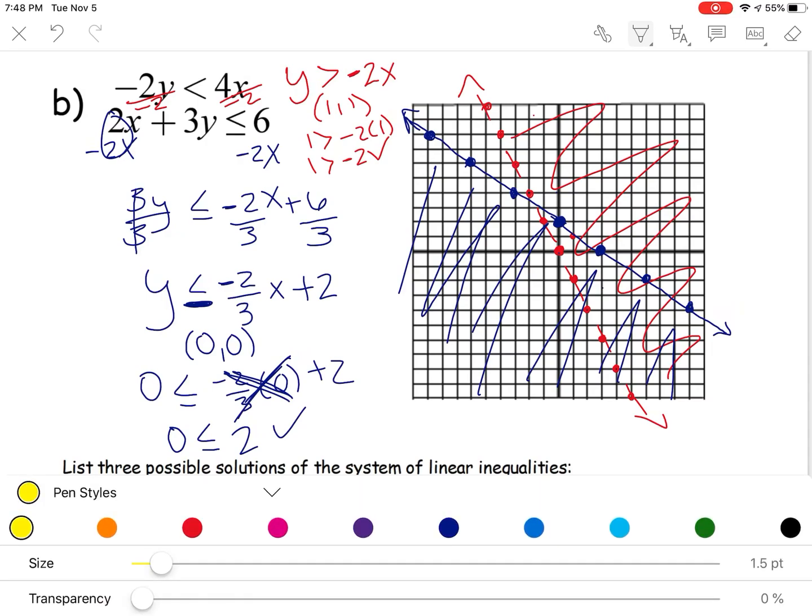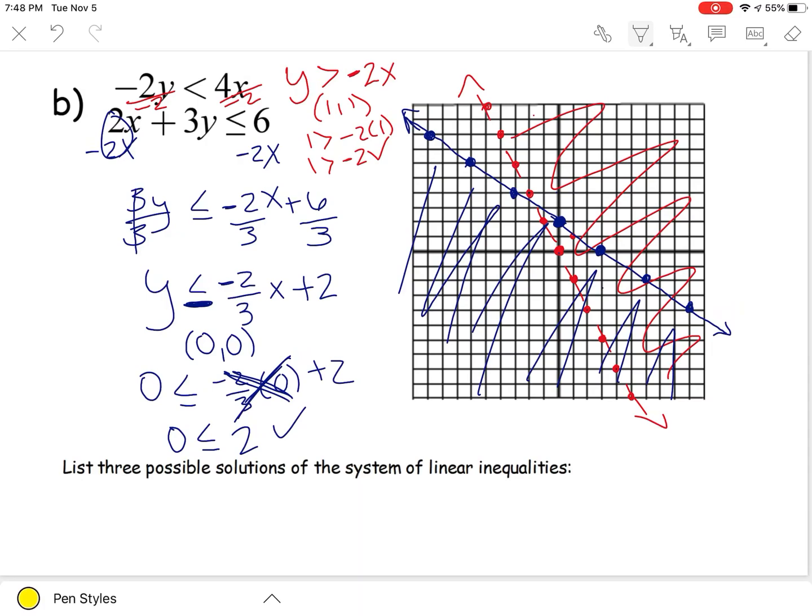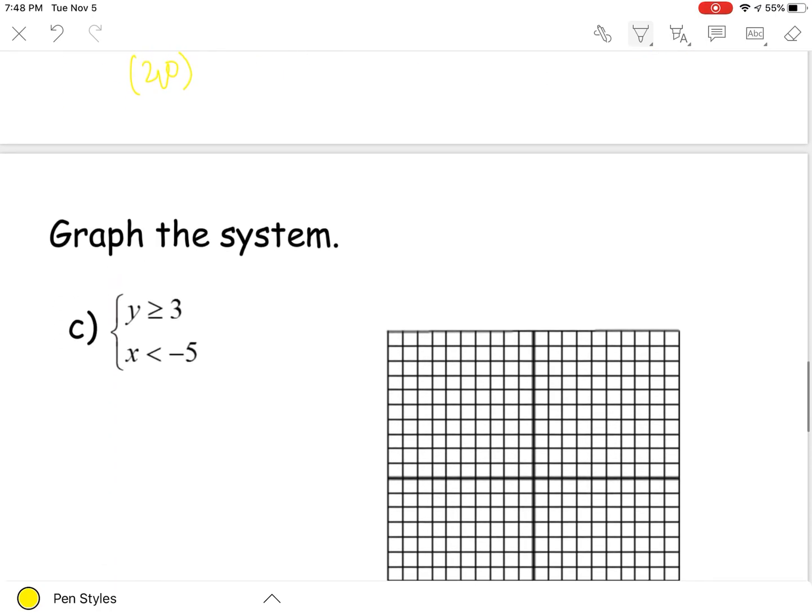Looking at it, hopefully you notice which area has blue and red shading in it. It's this corner right here. That would be our solution. Everything on the blue line and everything in that area would be our solutions. So you can go ahead and list 3 possible solutions of this linear inequality. Anything from this shaded area would work. For example, the point 2, 0 would work because that's in our shaded region.